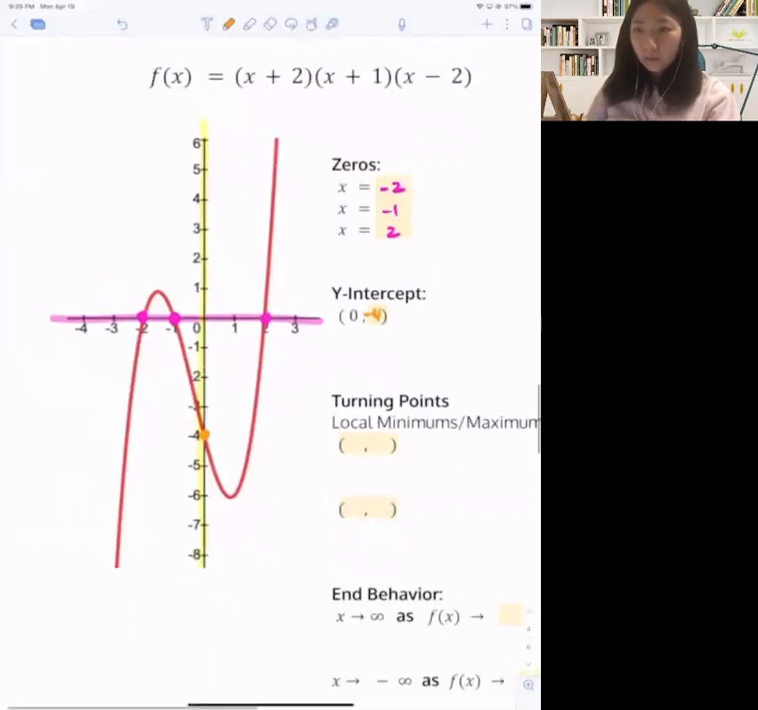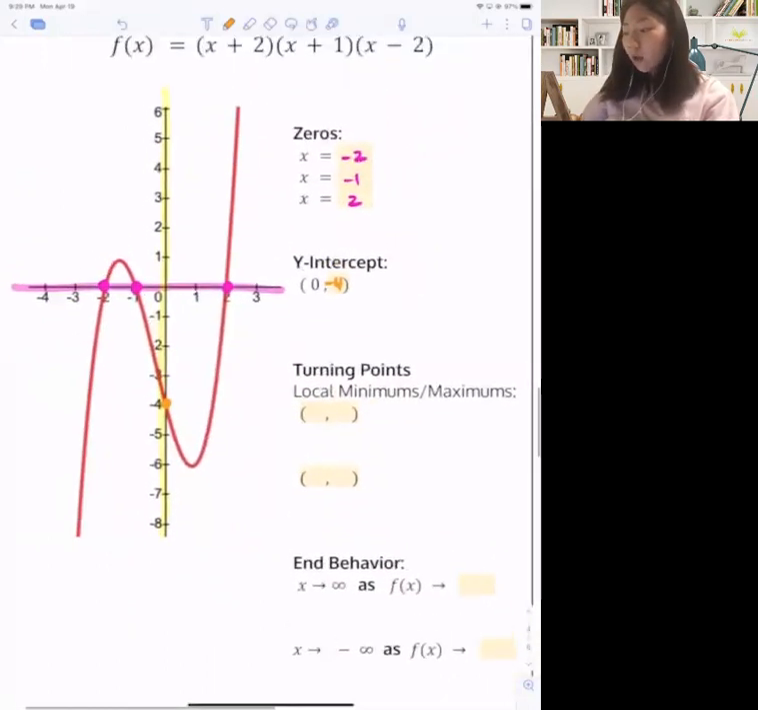So this is review. The new things that we're learning today are turning points and end behavior. So we're going to look at what turning points are. What do local minimums and maximums really mean? Local minimums and maximums can also be called regional minimums or maximums. Local means that around this area, our point is either the highest, the maximum, or the lowest, the minimum. So let's look at what we have here.